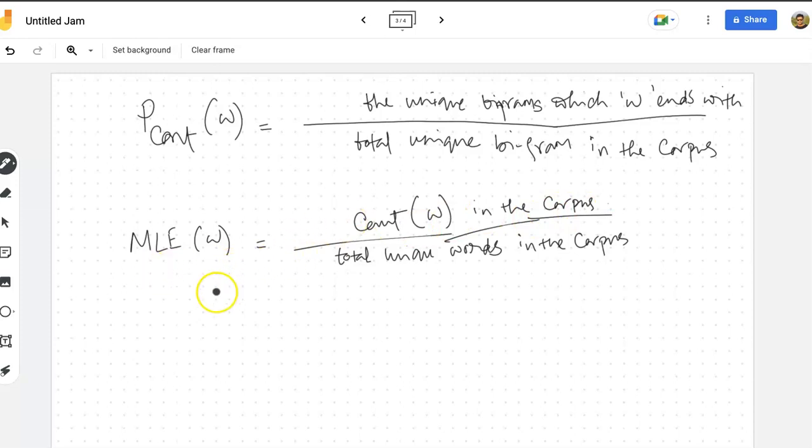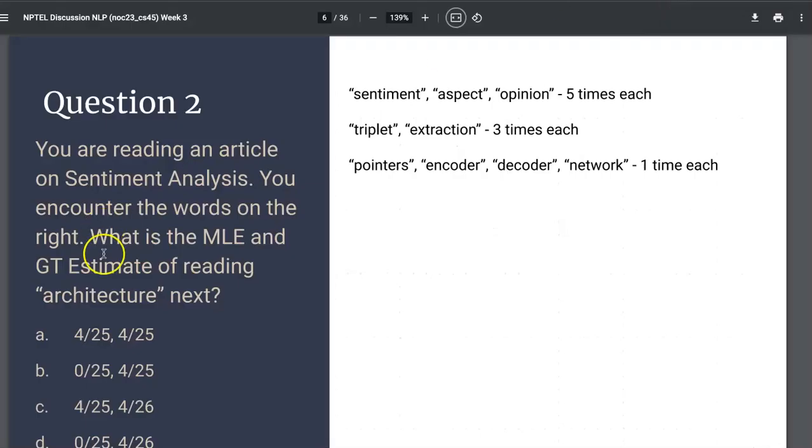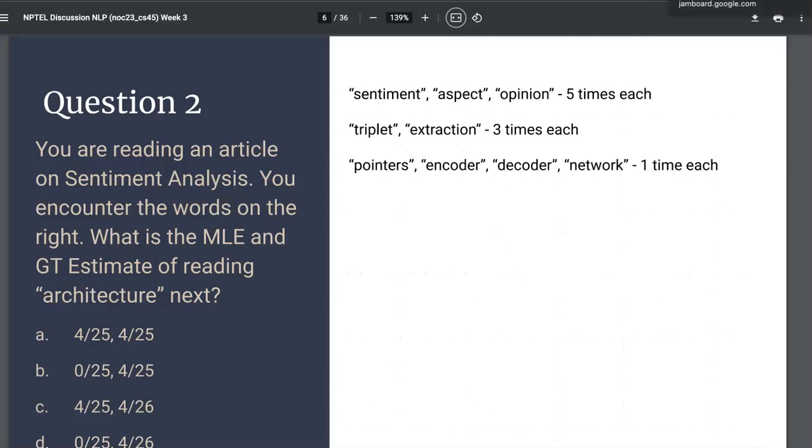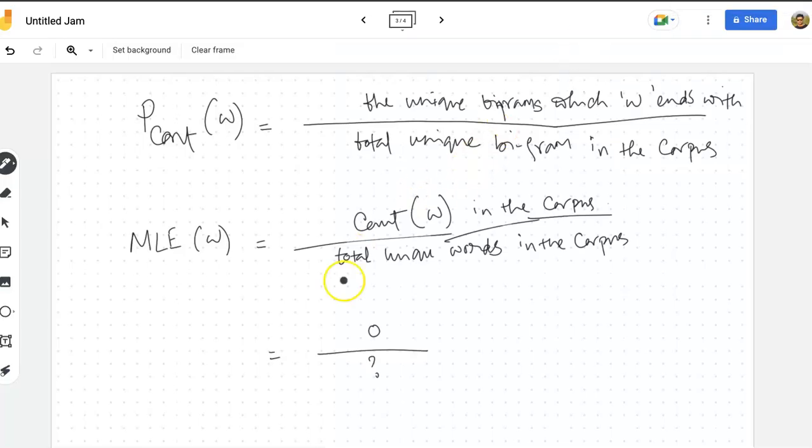If you go with this formula, let's see what the MLE of architecture is. How many times does architecture occur in your corpus? There are sentiment and other words, but you cannot find architecture. So the count of architecture is 0, and the numerator is 0. Now what is the denominator? Actually it's not the total number of unique words. Let's write it clearly.